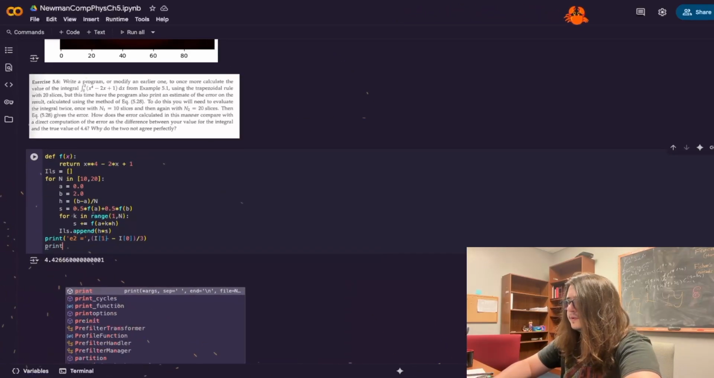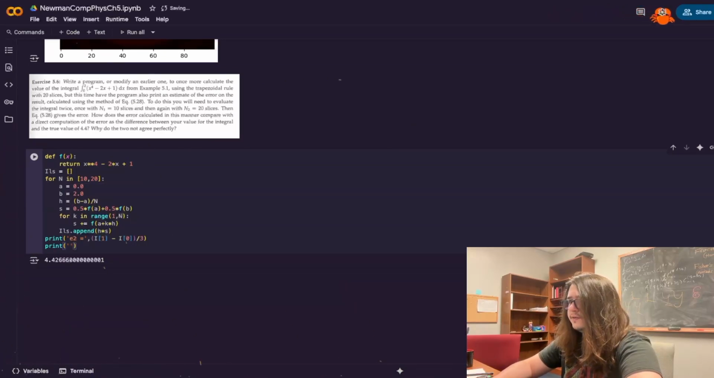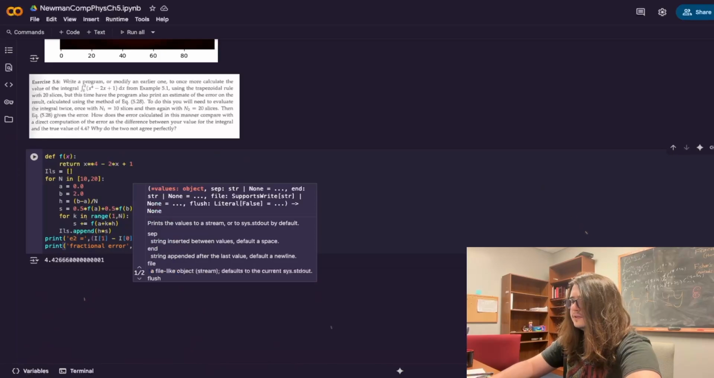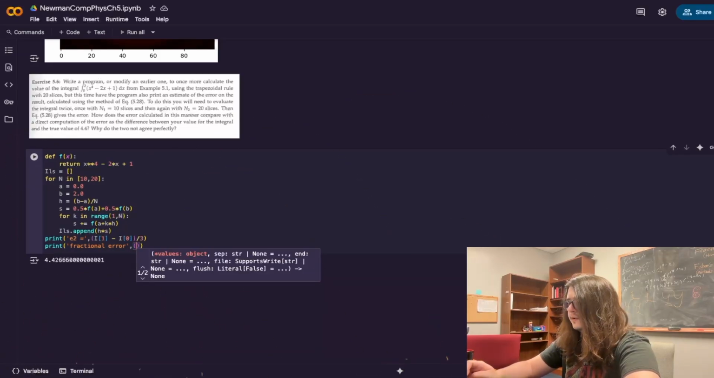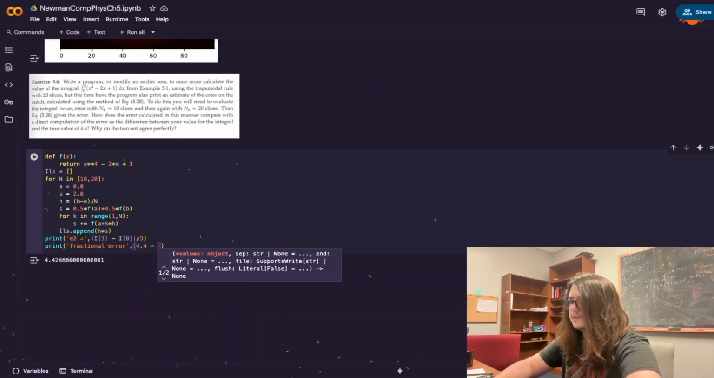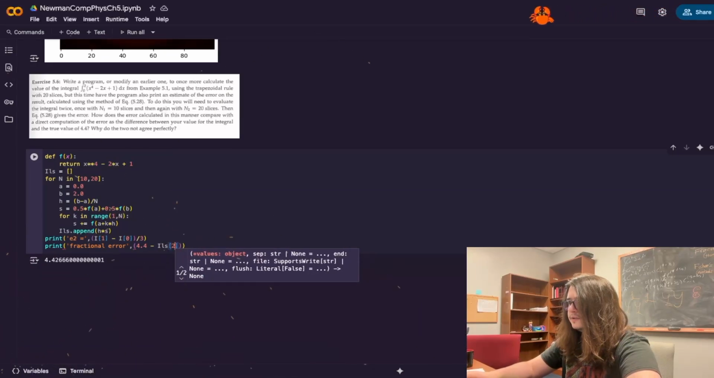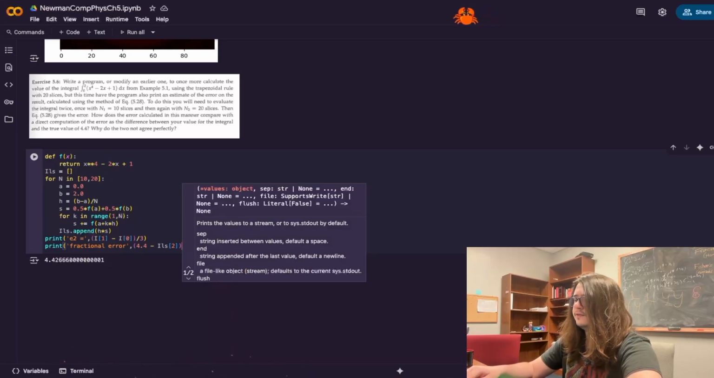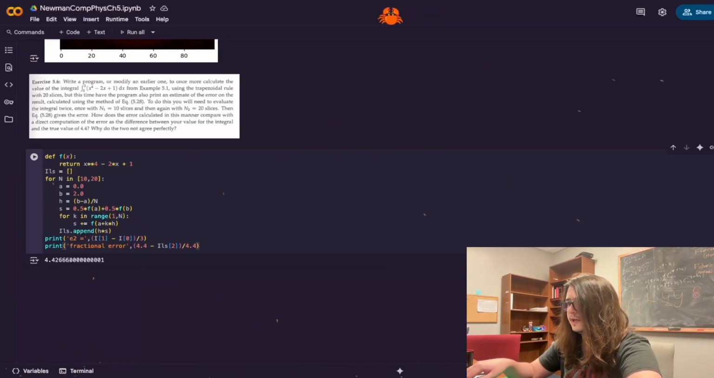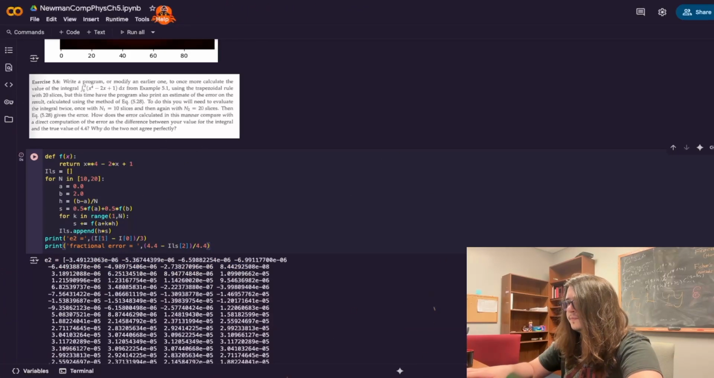But then also, you can just get the fractional error if you do fractional error using the standard formula, which is just going to be your theoretical value minus your measured value, so ILS2, and then divided by the exact value. And so let's give that a run.